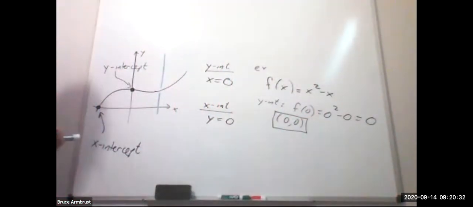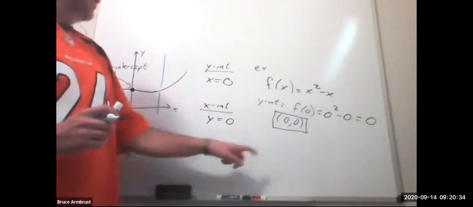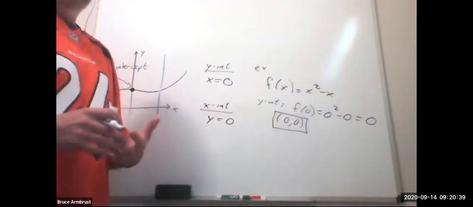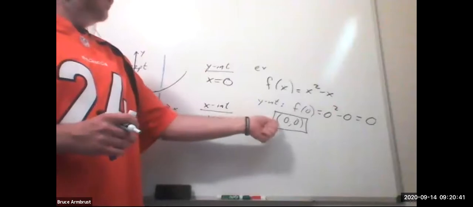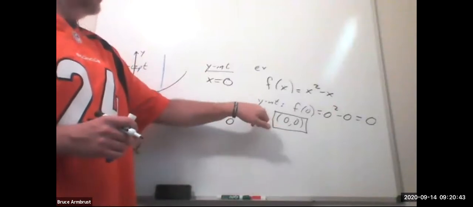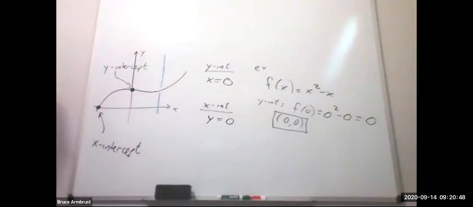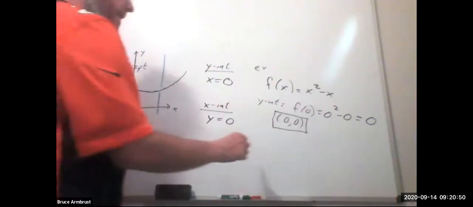This is another thing that I try to do: write my intercepts as points. Because they are points, it's important to know both the x and the y. So when I do a y-intercept, I'll actually write the entire point, 0, 0. But now let's look at the x-intercept.